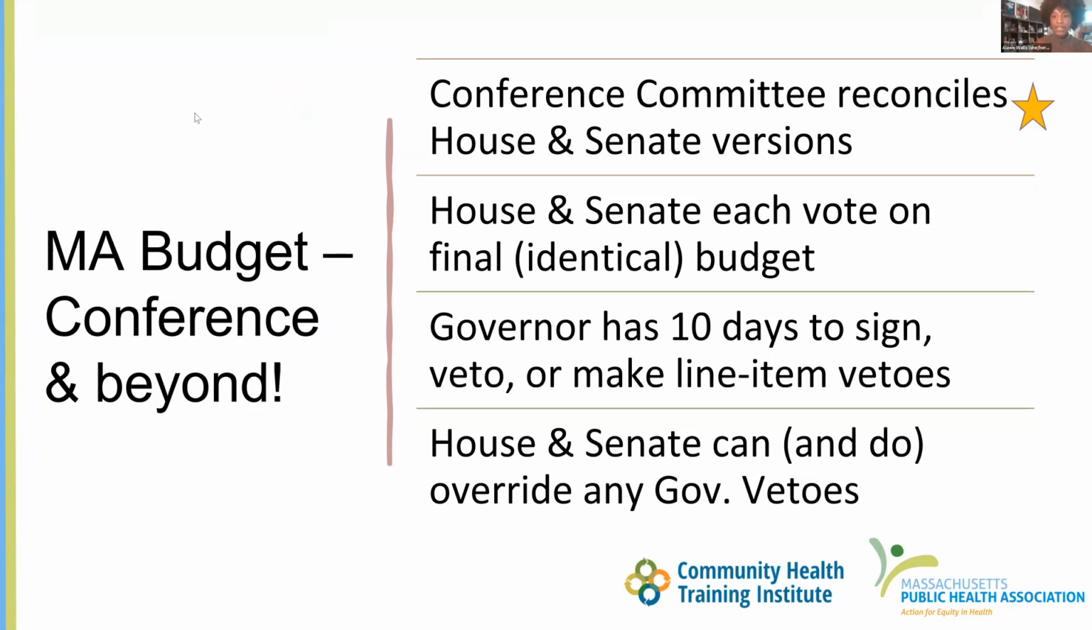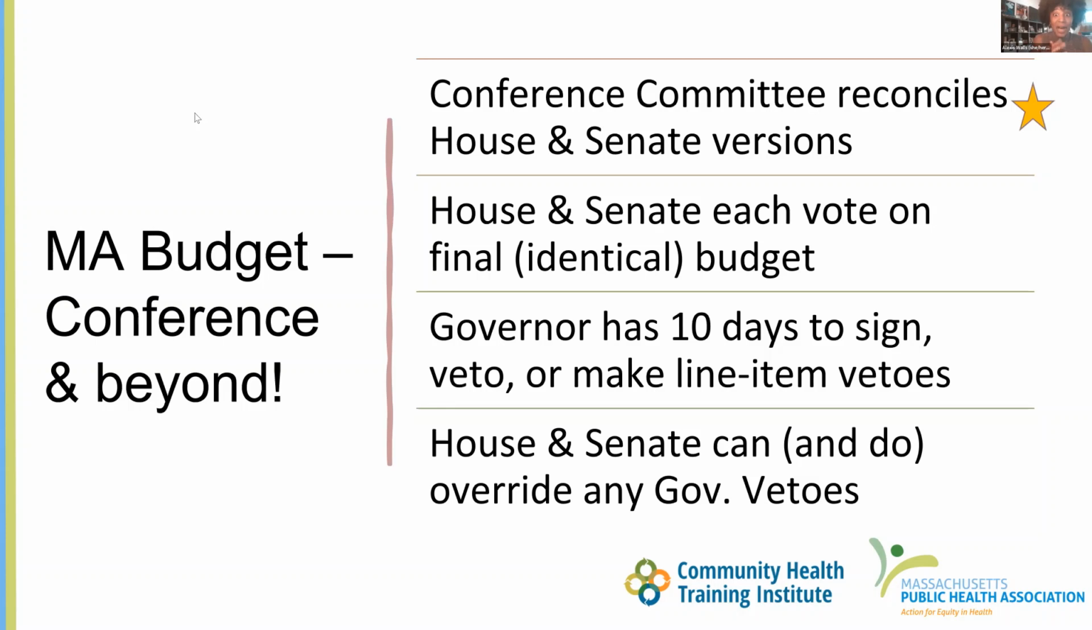So especially advocates, if you know your representatives or your senators are involved in House Ways and Means and are going to be conferees, you certainly want to reach out to them and ask them to support whatever version of the budget that you want, or whatever specific piece of the House or Senate budget that you want in the final budget. And so that's certainly an opportunity for outreach and advocacy.